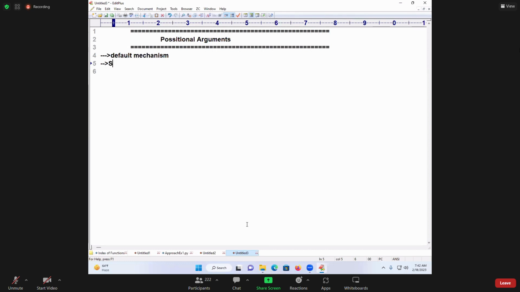This mechanism is used for passing what data? Specific data from function call to function definition. What is specific data? What is common data? Within a few minutes you will get to it.